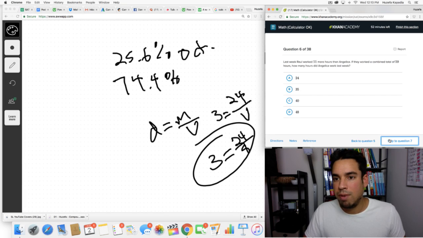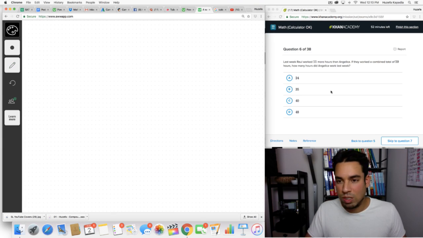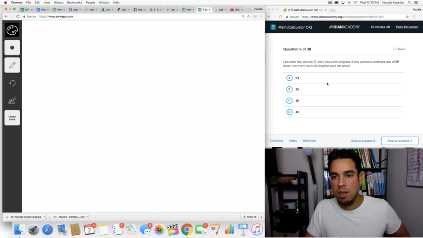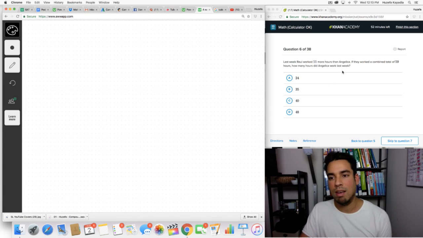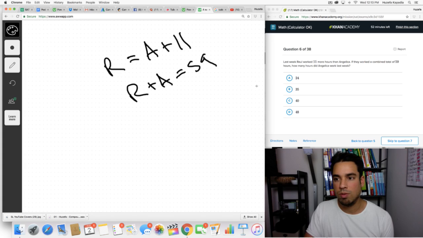I have to go fast during these early ones because they start to get much harder, and then the multi-step problems, we need to make sure we have a nice buffer of time. It says last week Raul worked 11 more hours than Angelica. If they worked a combined total of 59 hours, okay, so R equals A plus 11, and R plus A equals 59, a system of equations. How many hours did Angelica work last week? So we want to know what A is.